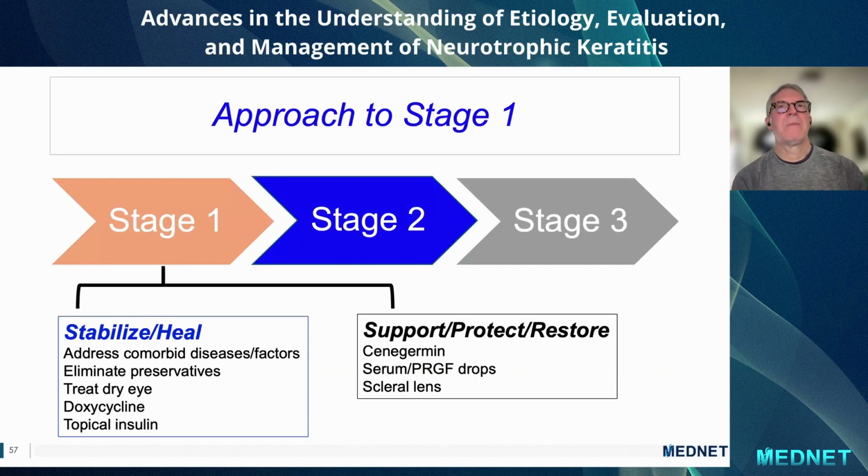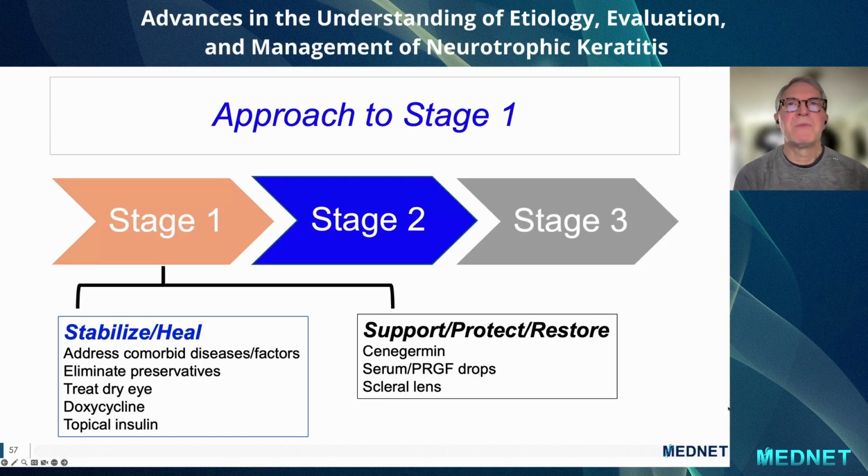For stage 1 NK, my initial approach is to try to stabilize and heal the condition. As I mentioned, address comorbid diseases and factors, definitely eliminate preservatives, which are primarily the ones found in glaucoma medications, and treat their dry eye. I'm a big advocate of using doxycycline like Walter did, because it's a protease inhibitor and is well known to heal the corneal epithelium. And then over the past few years, I've actually been using topical insulin drops initially because they're easy to get and to formulate in the office.